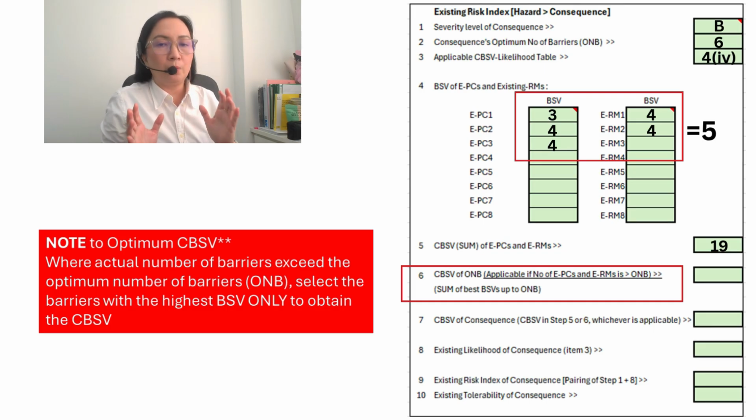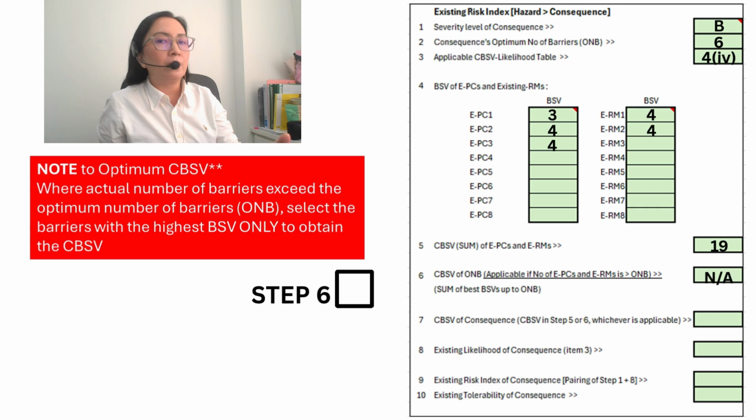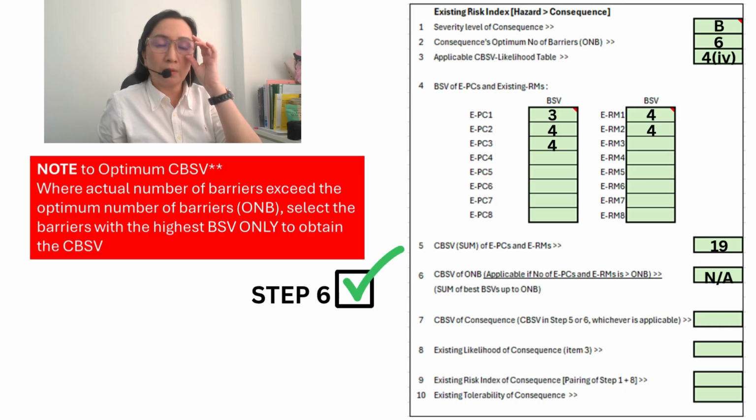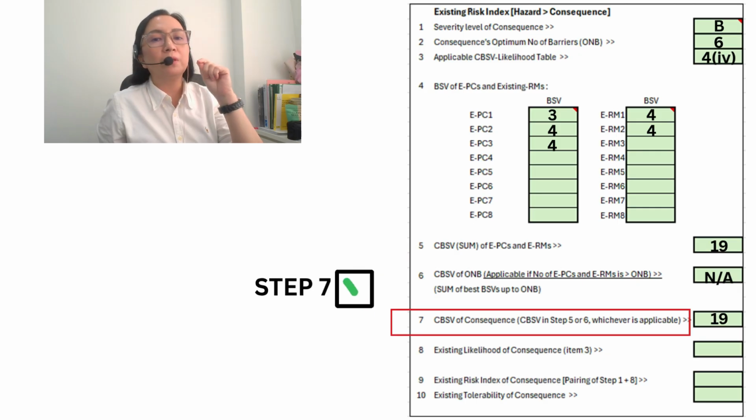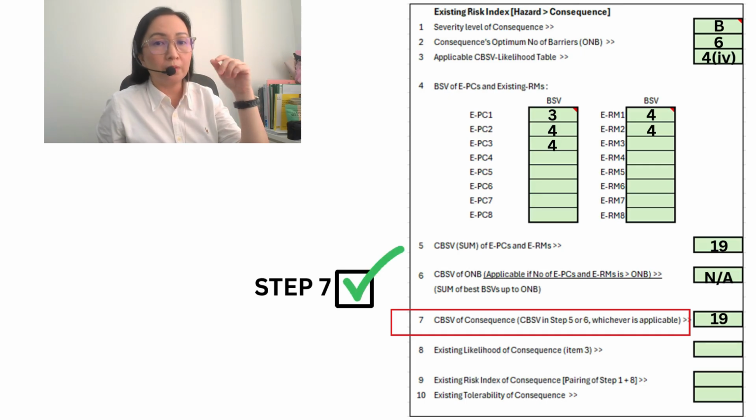Step 6, CBSV of ONB. This is applicable if the number of EPCs and ERMs is bigger than the optimum number of barriers, ONB. Refer to step 2 to cross-check what the ONB is. The ONB is 6 and the actual number of barriers, EPC and ERM, is 5. Therefore, not applicable, NA, for step 6. Remember, if the actual number of barriers exceeds the ONB number, pick the highest number of barriers only. Step 7, CBSV of consequence, CBSV in step 5 or 6, whichever is applicable. Since NA is annotated on step 6, 19 should be applicable in this step.